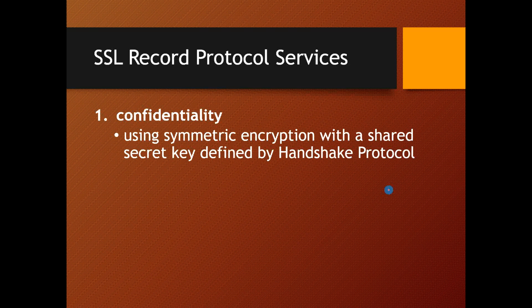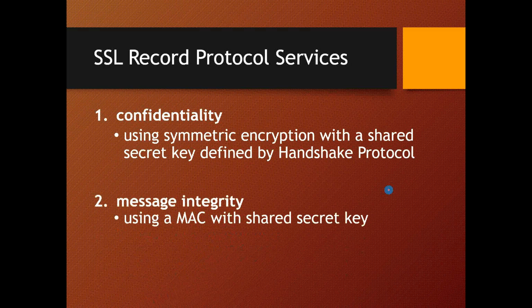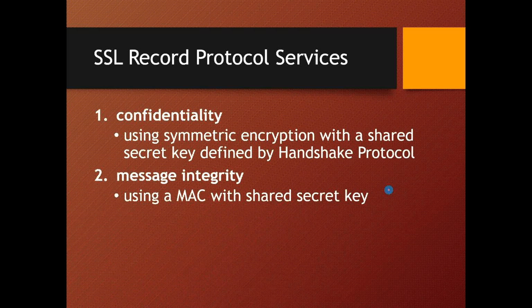When I refer to SSL payload, payload basically is the part of the transmitted data that is the actual intended message. The second main service provided by the SSL record protocol is message integrity. Here also, along with this protocol, we make use of the handshake protocol, which defines a shared secret key that is used to form a message authentication code, in short referred to as the MAC.